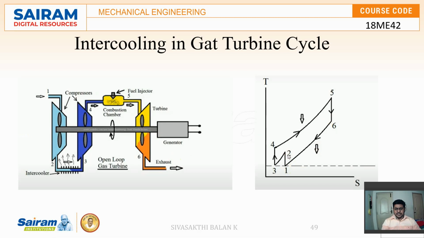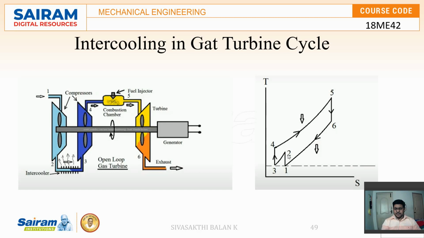Then again it enters the high pressure compressor, which is the stage between 3 and 4. It is isentropic compression: temperature increases, pressure increases, entropy remains constant. It reaches T4. Then it enters the combustion chamber, where heat addition takes place due to combustion and the temperature increases drastically to T5.